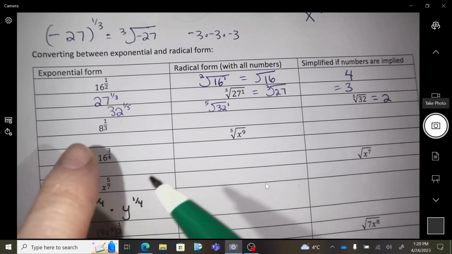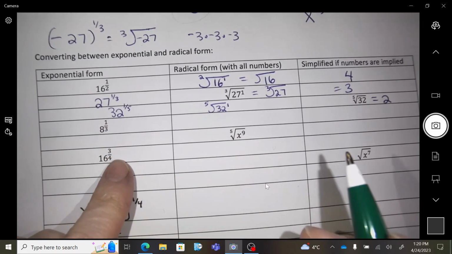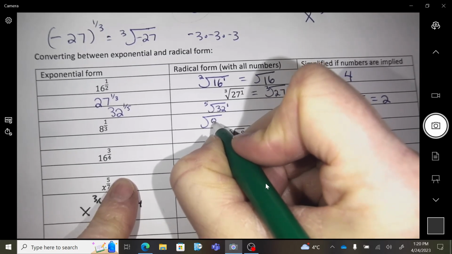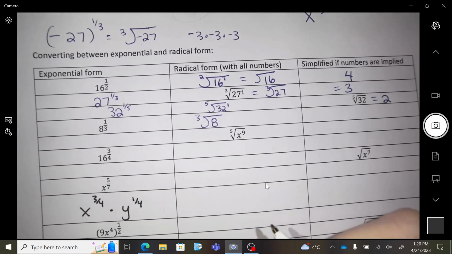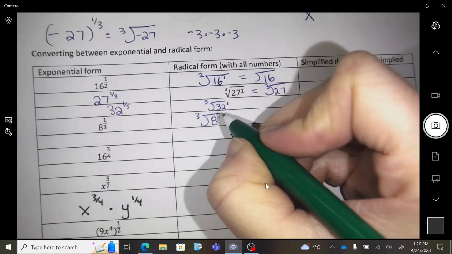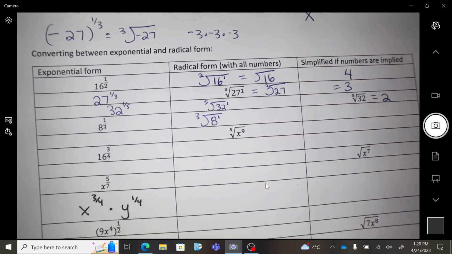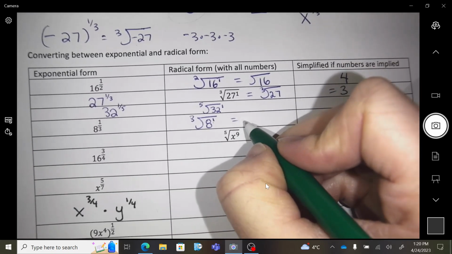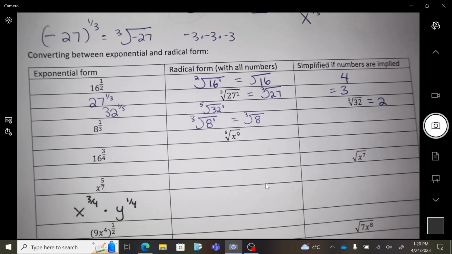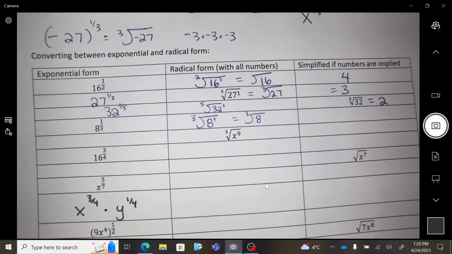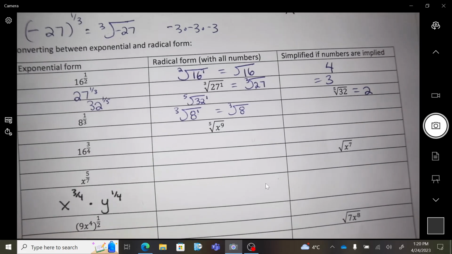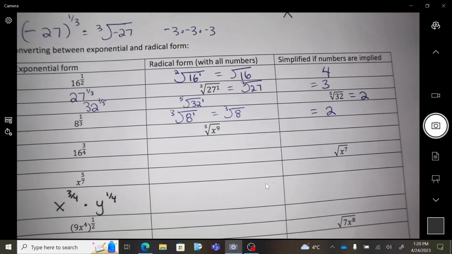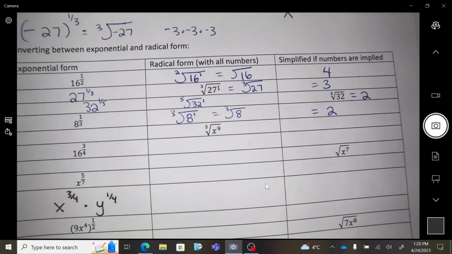Okay, what does 8 to the 1/3 mean? The same thing as the cubed root of 8. It'd be like that, the cubed root, 1/3. Do you see how I'm getting the 1/3? Or, in other words, just the cubed root of 8. And what is the cubed root of 8? 2. 2 times itself times itself.